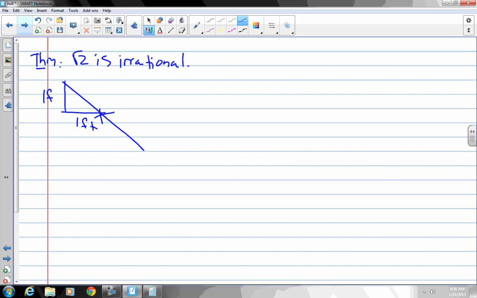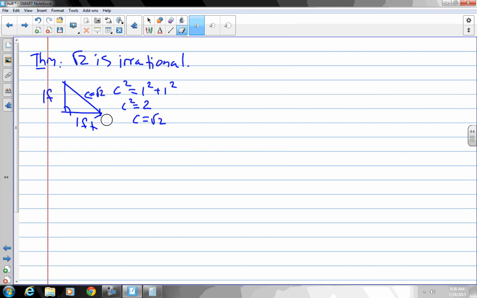By the Pythagorean theorem, c squared equals 1 squared plus 1 squared. So c squared equals 2. So therefore c has to be square root of 2. So this is square root of 2. So I can build square root of 2. So it's real, I can touch it. That's a whole other argument whether irrational numbers are real or not, but let's say they are. So I just build square root of 2.